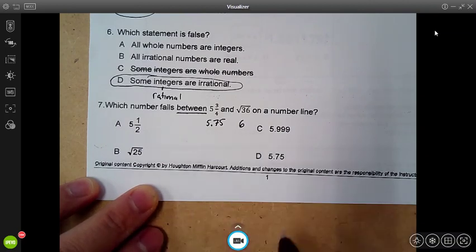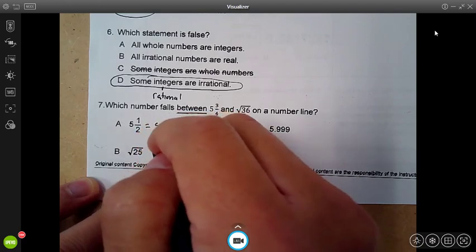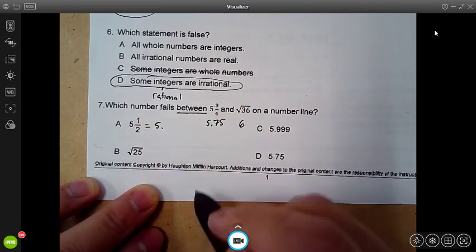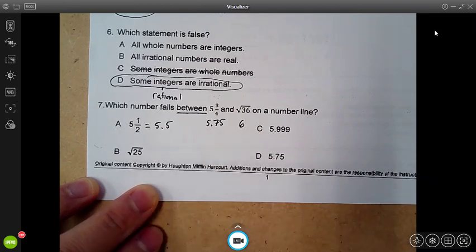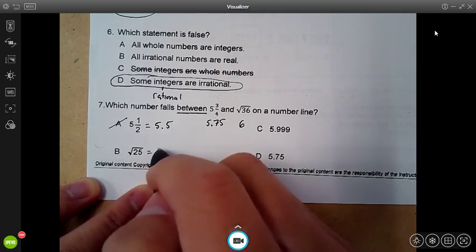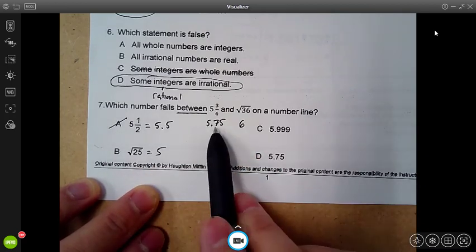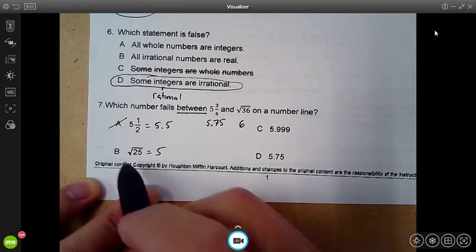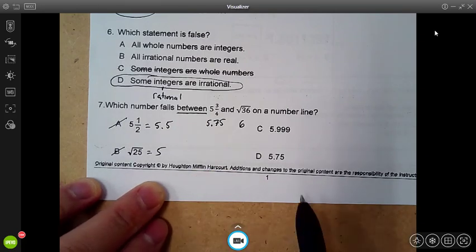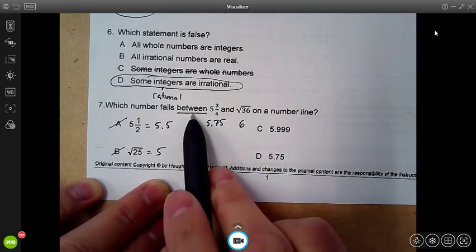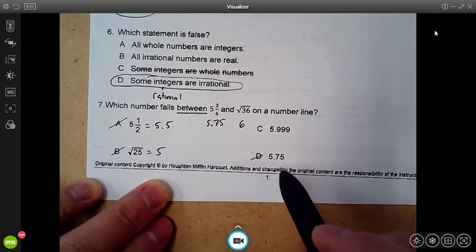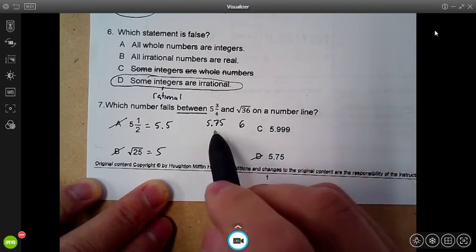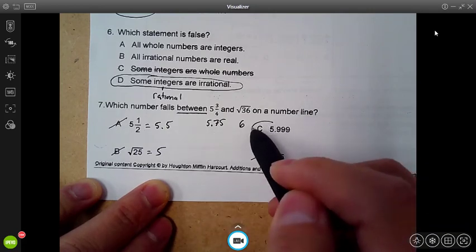Well, A is 5 point, what's 1/2 as a decimal? That's 5.5. Well, 5.5 is smaller than 5.75, so it's not A. This is square root of 25, which is 5. That's smaller than 5.75, so it's not B. The reason it's not D is because it wants between. It has to be bigger than 5.75, so that's why it's not D. The only one that is bigger than 5.75 and smaller than 6 is your option C.